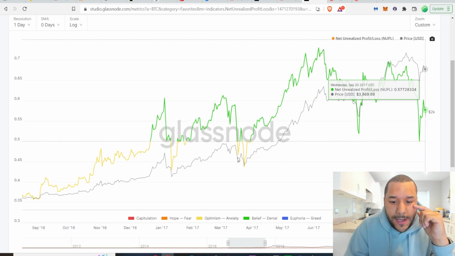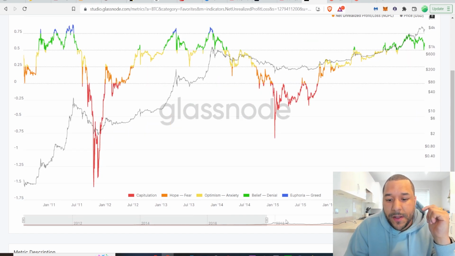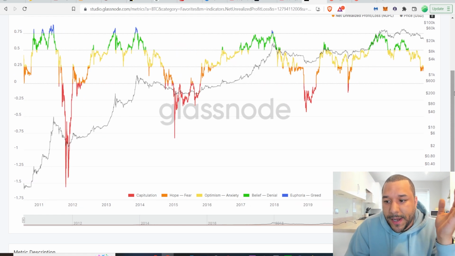Because, I'm just zooming it in. Let me zoom this back out again. Because this chart shows us perfect times to be buying the tops and perfect times to be buying the bottoms.